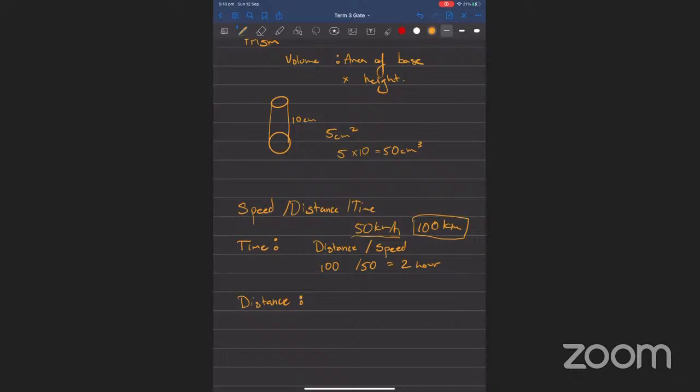Okay, Deborah, how do you find the distance of something? Let's just say I give you that a car travels 50 kilometers per hour, and I tell you that the car travels for 5 hours. How do you find the distance that it travels, Deborah?